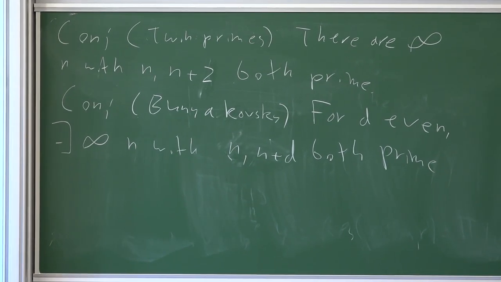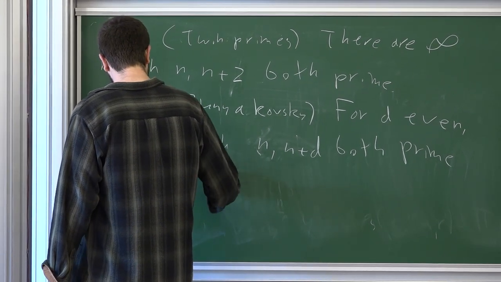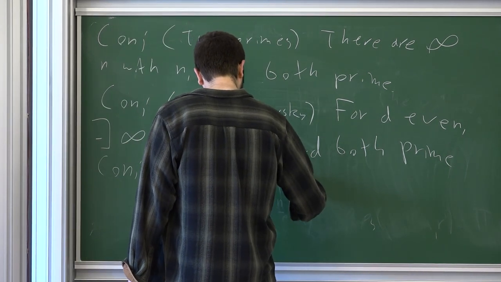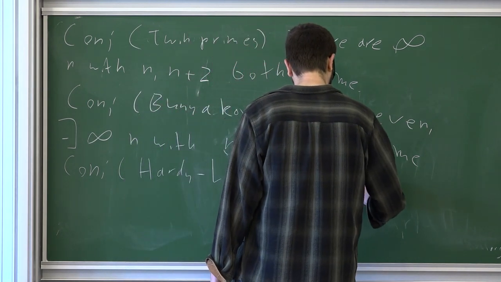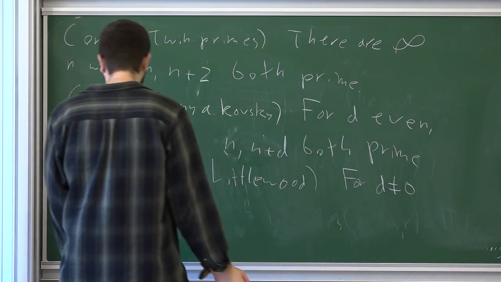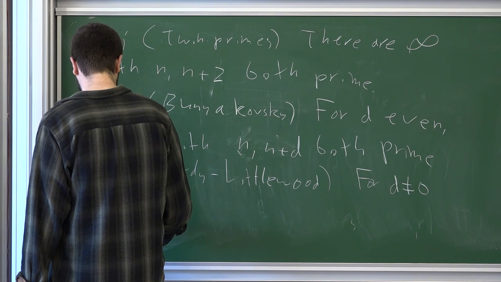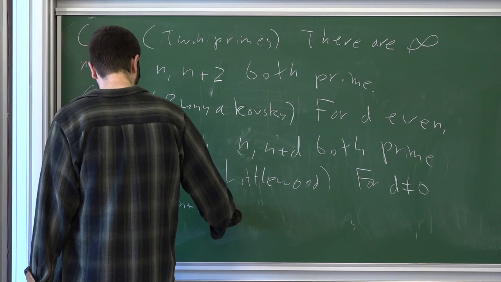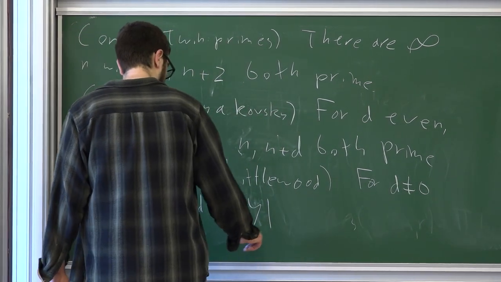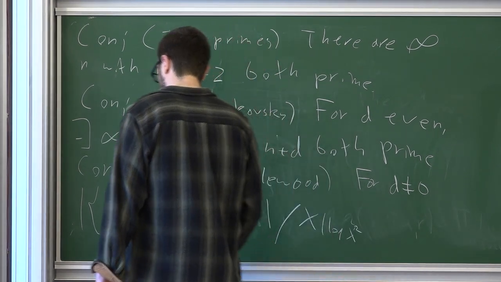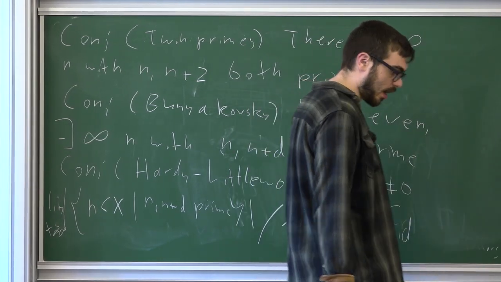A more refined version of this was conjectured by Hardy and Littlewood. As always in number theory, we don't really want to prove something as infinite. It's much better to know how many there are in a given interval. So you can take, for d not zero, the set of n less than x with n and n plus d both prime. If you take the size of the set and divide by x over log x squared, this should converge as x goes to infinity to some constant c_d, a constant depending on d.